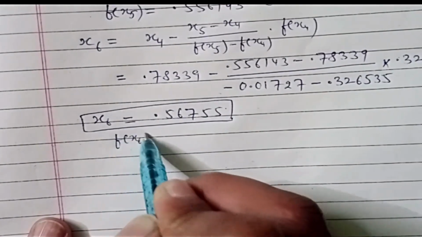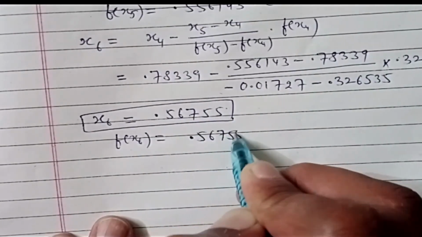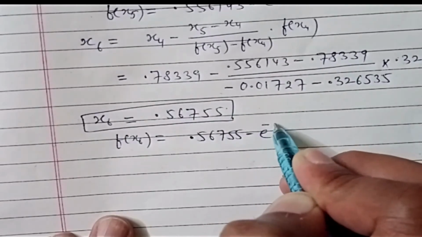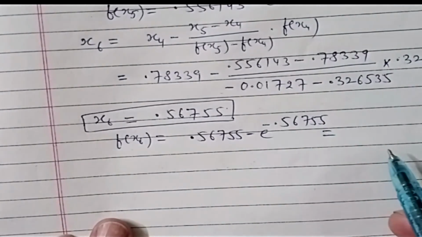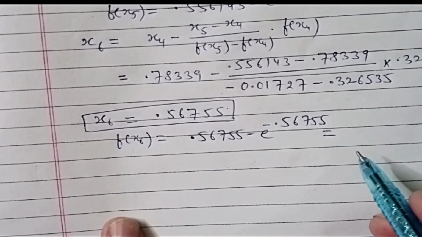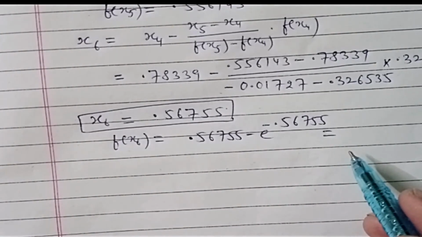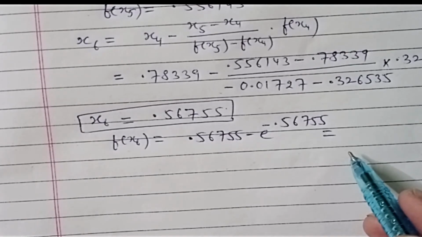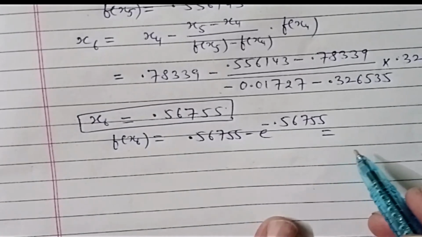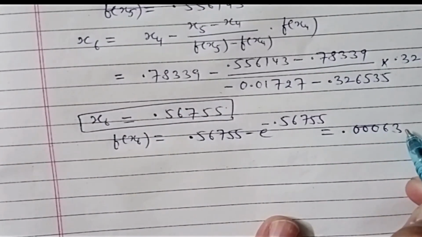Now f of x6 is equal to 0.56755 minus e raised to the power minus 0.56755, which is equal to 0.00063.